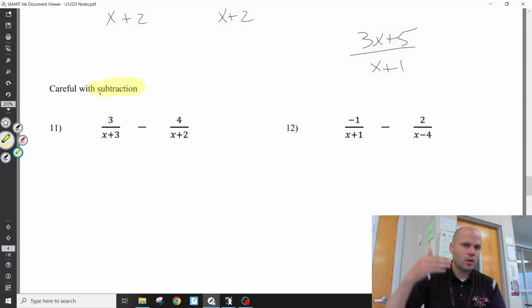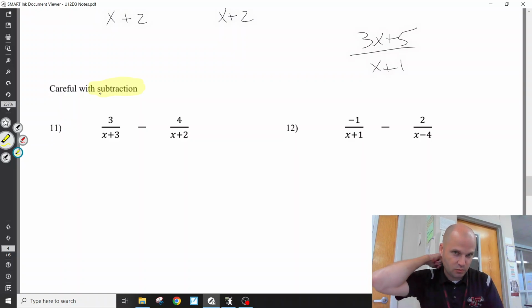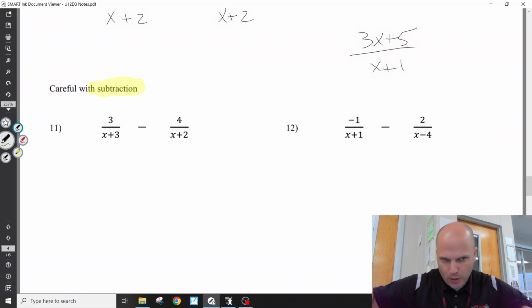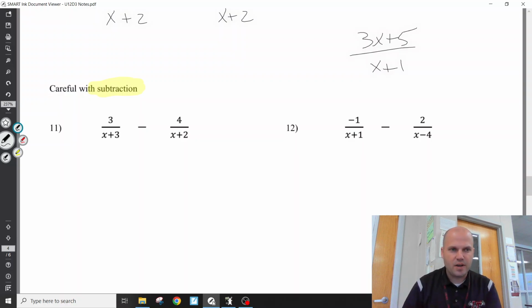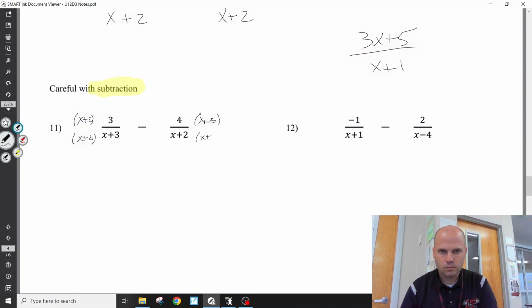We got this. But we've got to be careful when we're subtracting. Subtraction usually screws up a lot of students, so let's see why. Same process holds. We need a common denominator, and sometimes the easiest way to get it is to multiply by the other's denominator. Okay, I'm going to distribute.